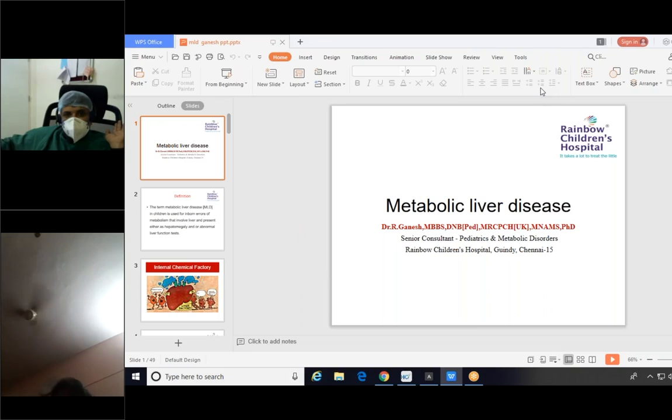So when will we think of sending for a genetic diagnosis? Is it mandatory to send genetic diagnosis for all metabolic errors, or even if you get a GCMS or TMS report itself, can we narrow down and treat? Or is it mandatory to confirm with genetic testing?